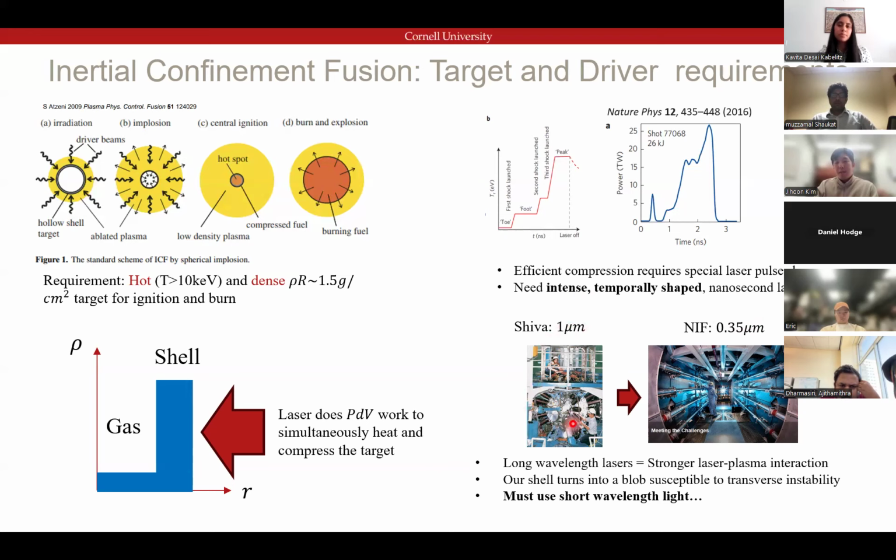A lot of old people in the fusion community say that the long wavelength really almost killed the fusion program. And then people learned, and now people operate with 0.35 micron or shorter wavelength so that the laser can push a denser mass, such that the collisions within this matter can alleviate a lot of these plasma instabilities. The take-home message of this part is you must use a very short wavelength light to avoid a lot of the plasma instabilities that plasma people know and love and hate.